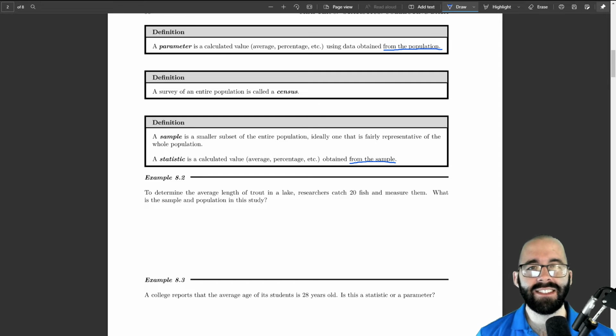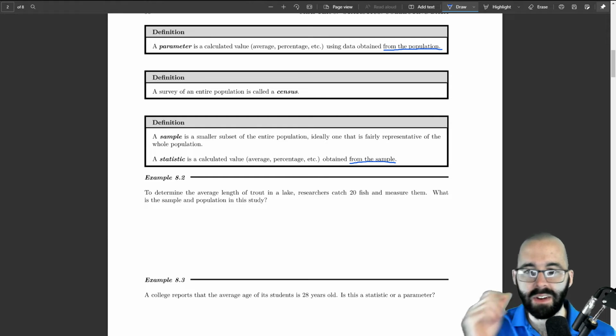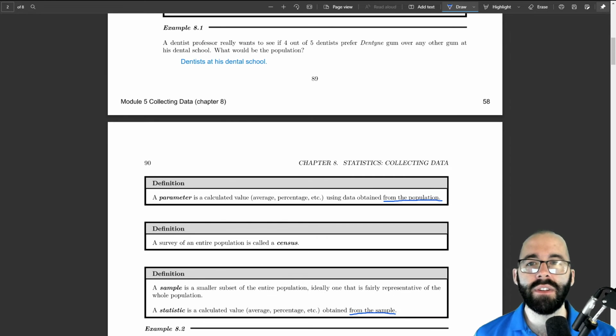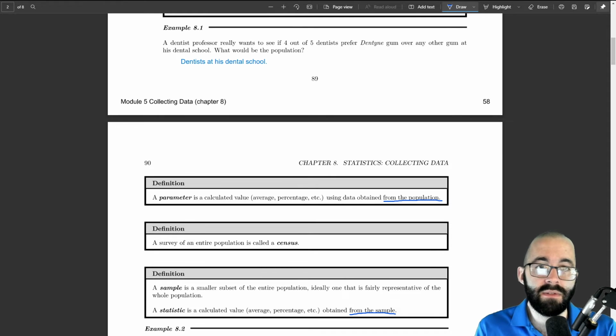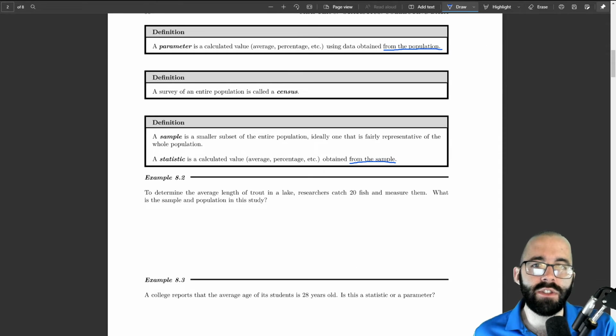A lot of times a census is not feasible, but if you can survey the entire population, that would be a census. Population compared to sample is a big thing we're going to be talking about. So this professor up here probably could ask every single dentist at his dental school. Maybe he could, so he could do a census. But sometimes the population is just too big.